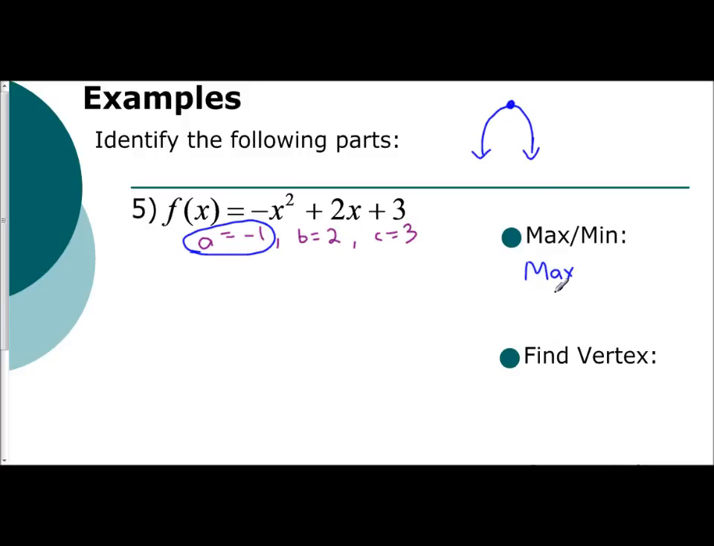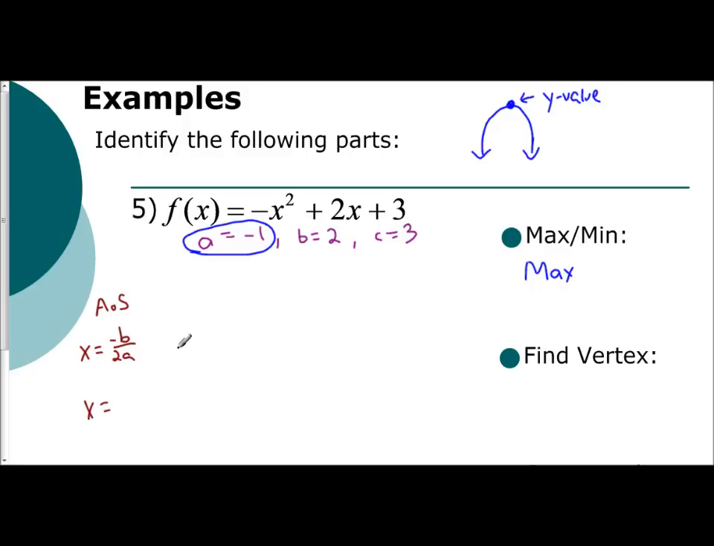Now, in order to find that maximum point, remember, we need to look at what the y value of that vertex is. And so that's where the idea of finding the vertex comes in. So remember, when we find the vertex, we're going to have to do it in stages. In order to find the vertex, you need the axis of symmetry, x equals negative b over 2a.